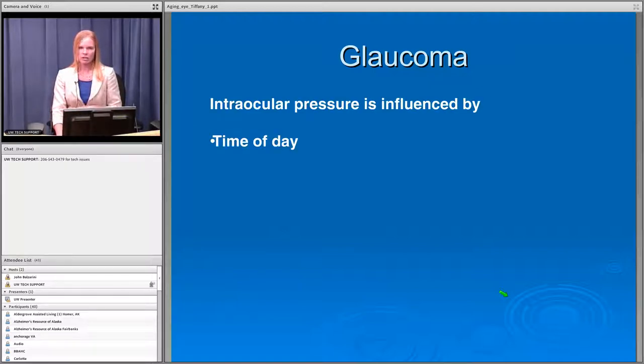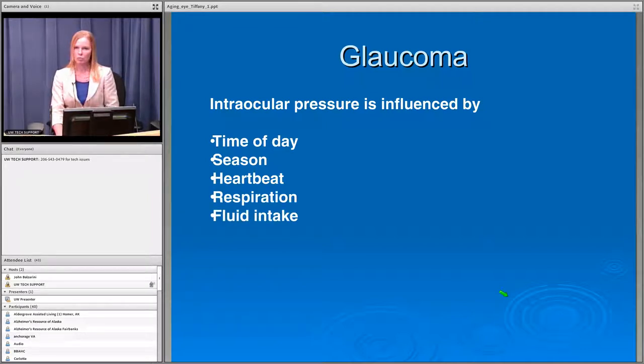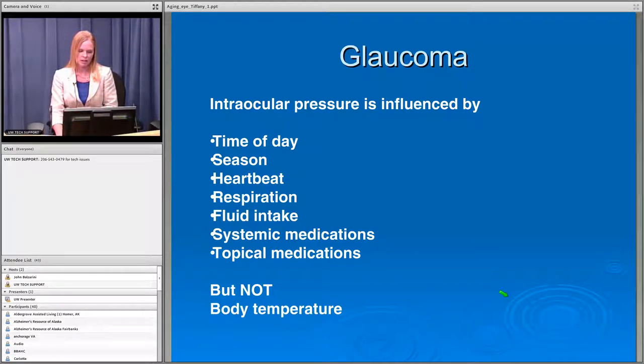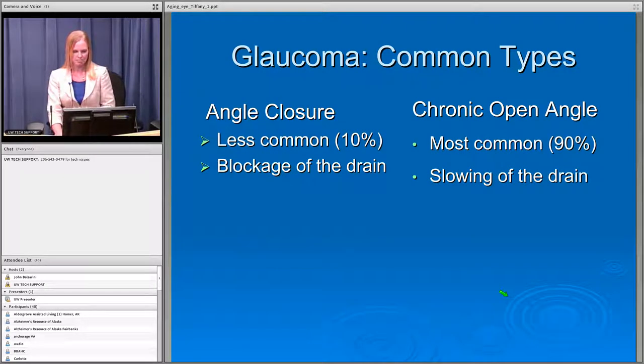It is influenced by many things. There's a diurnal variation that we all have. The season, your heartbeat, your breathing. The medications that you take, beta blockers, can sometimes lower your pressure. Topical medications, some people use hydrocortisone on maybe an atopic dermatitis, and that can sink through to the eye and cause pressure increase. But body temperature does not, which is good. That stays pretty much the same.